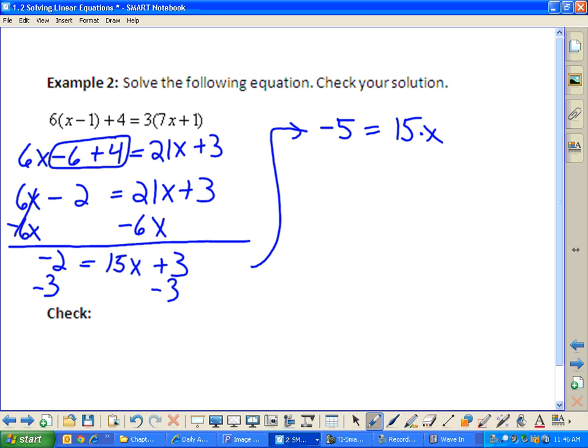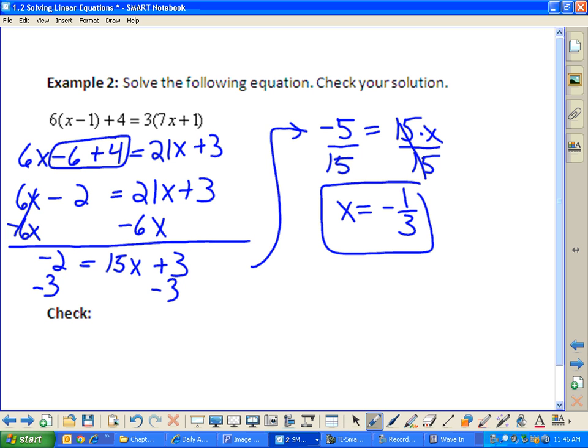And remember, there's a times sign in between. Multiplication is implied when there is no symbol. So I undid my subtraction and addition. Now I have to undo my multiplication or division. I'm going to undo this multiplication by dividing both sides by 15. So now we get x equals negative 1/3.